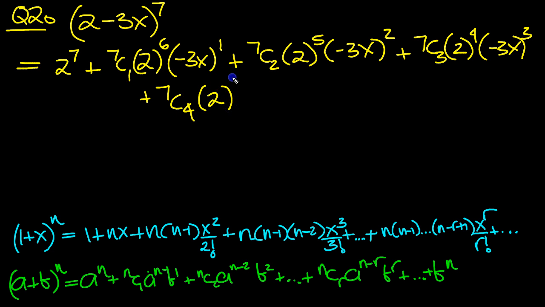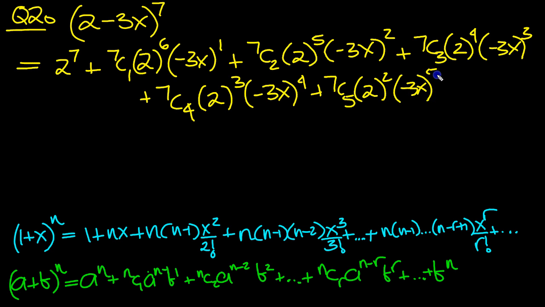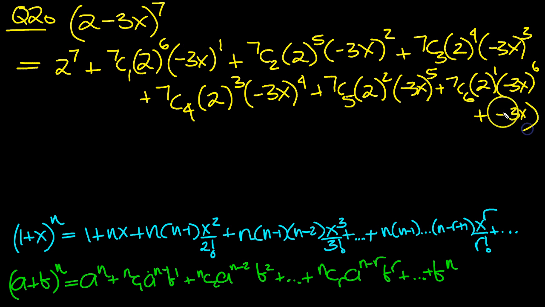2 decreases to a 3. The minus 3x increases to a 4. Then 7c5, 2 squared, minus 3x to the power 5. Then 7c6, 2 to the power 1, minus 3x to the power 6. And then the last term will be b to the n at the end, so it's minus 3x to the power 7. That's our last term there. Okay, so let's tap down our calculator.